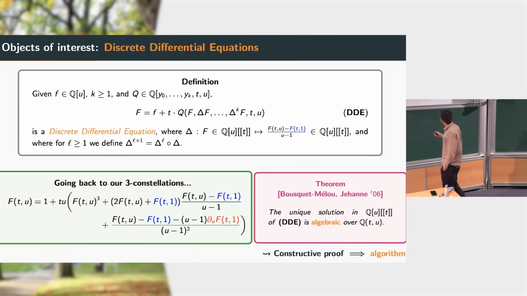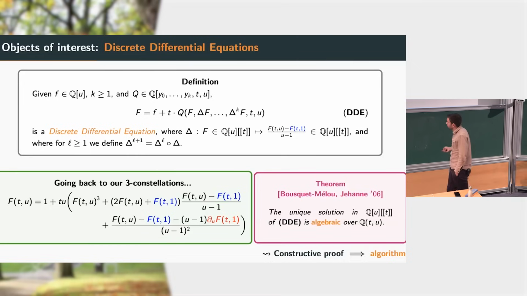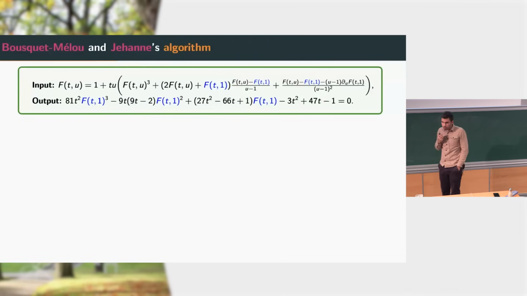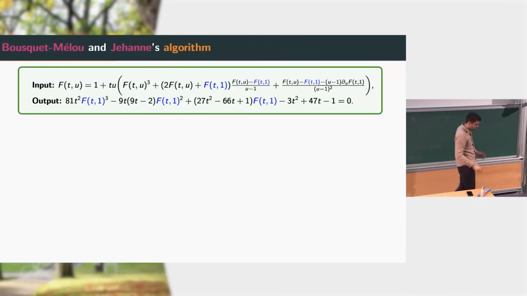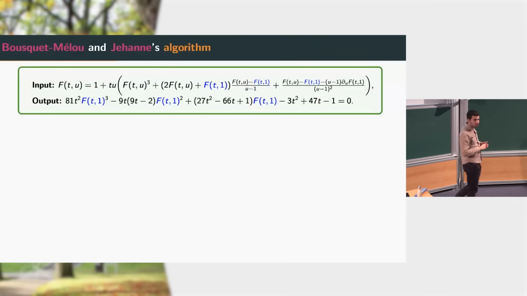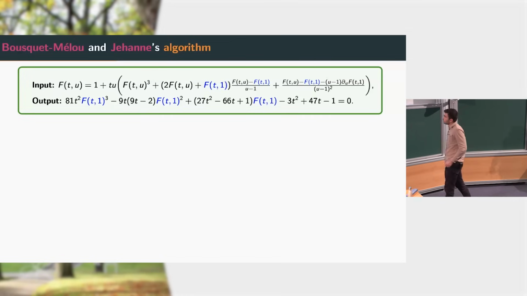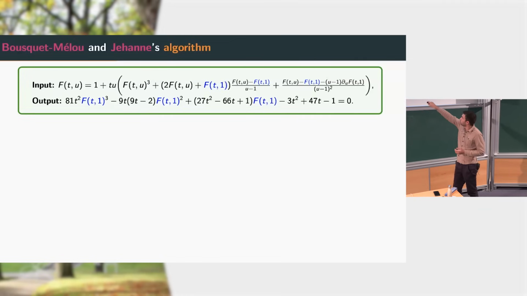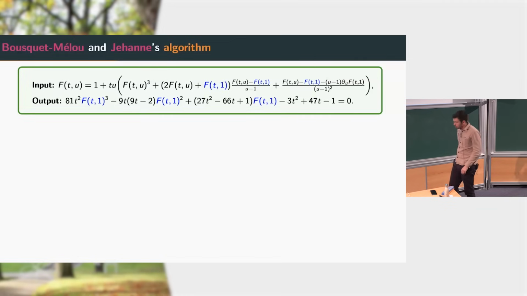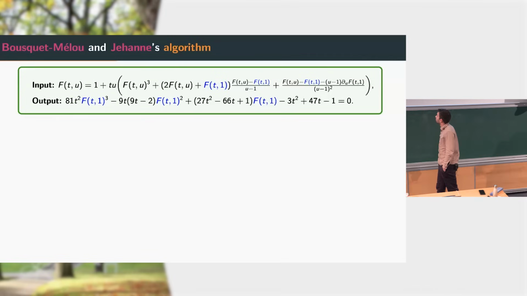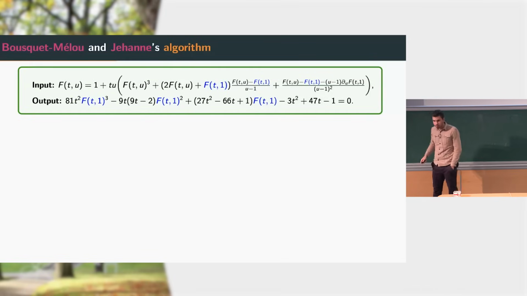So let's start to have a look at their algorithm. And in order to do this, I will take an example of a discrete differential equation. So here, the enumeration of 3 constellations, we remember the del f. And by the end of this slide, we shall compute the following relation between t and the series f of t1.